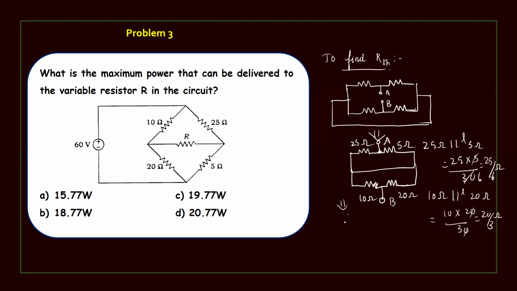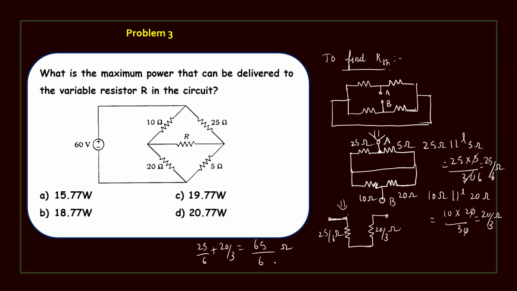Between the terminals, this resistance and this resistance are in series. So we add 25 by 6 plus 20 by 3, which is 25 plus 20 into 2, 40, so 65 by 6 ohms. So 65 by 6 ohms is the RThevenin. No need to find the decimal now; at last we can find the decimal.